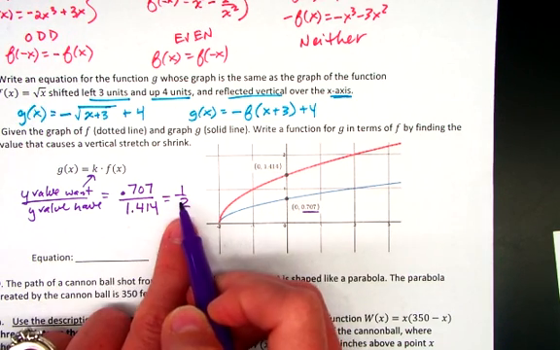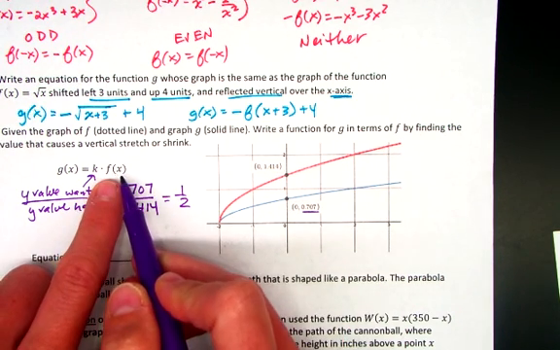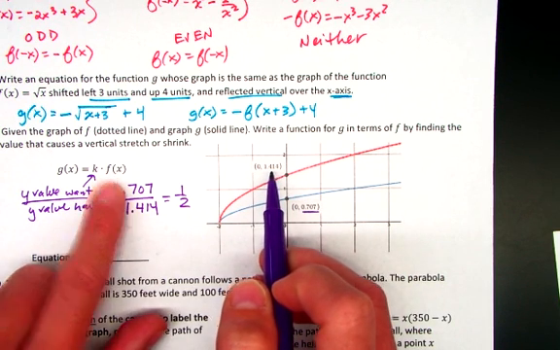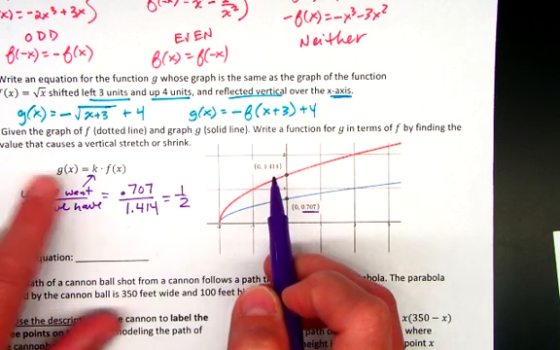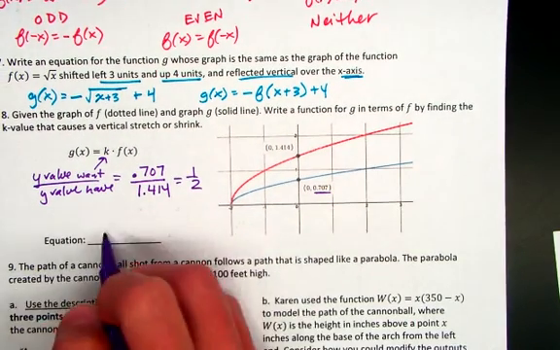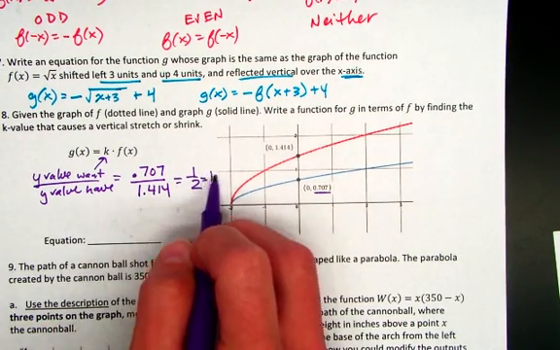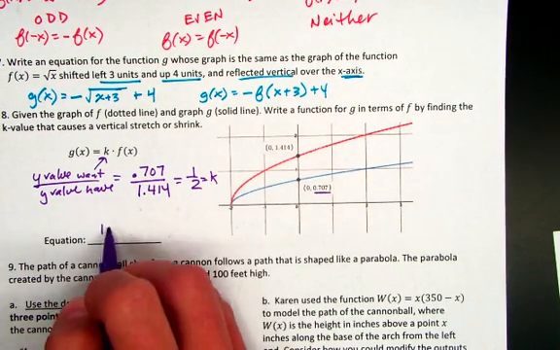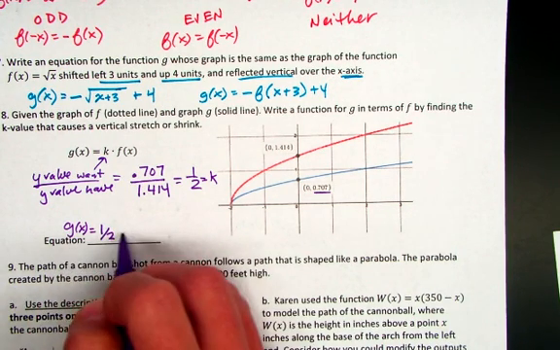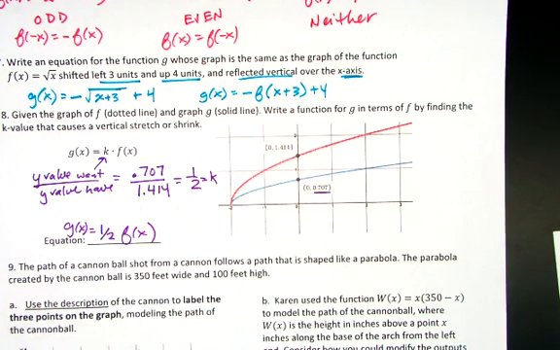And the reason why is because if I'm looking at my f of x function, I need this y to be half as much in order to get the y value for my g of x. So this is k, so the equation becomes 1/2. So g of x equals 1/2 of f of x.